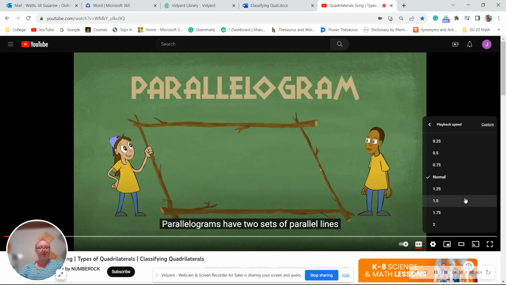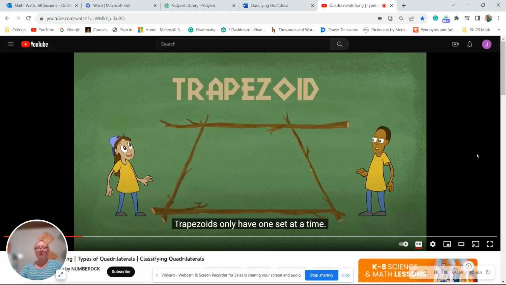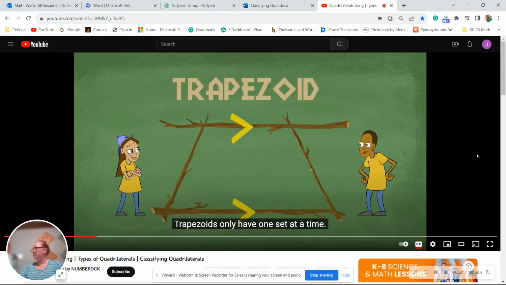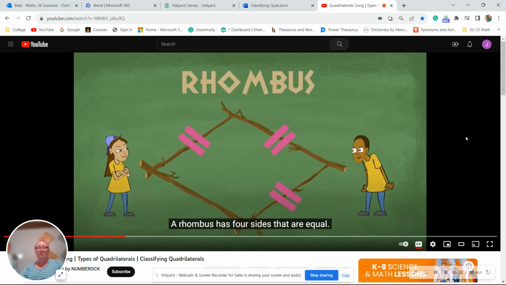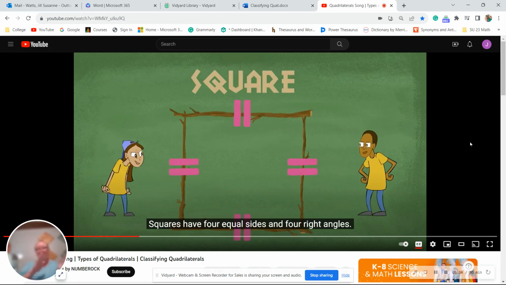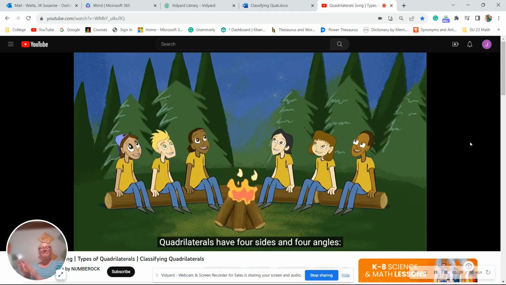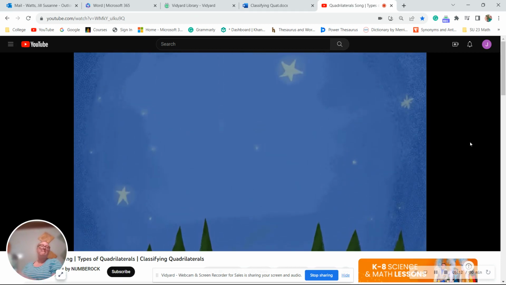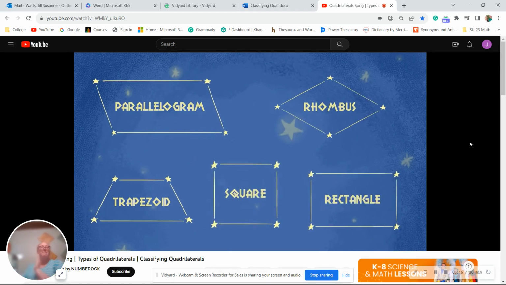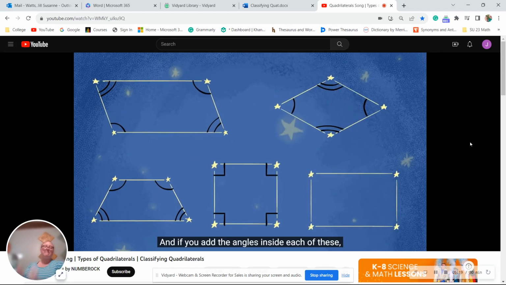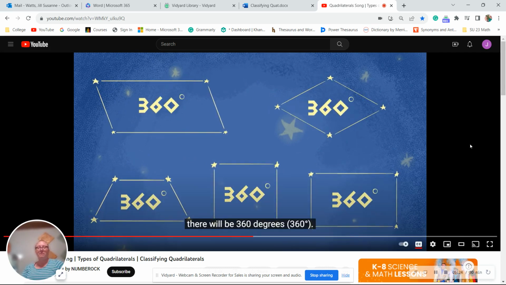I'm going to speed it up. Parallelograms have 2 sets of parallel lines. Trapezoids only have 1 set at a time. A rectangle has 4 right angles. A rhombus has 4 sides that are equal. Squares have 4 equal sides and 4 right angles. Quadrilaterals have 4 sides and 4 angles. Parallelograms, rhombuses, trapezoids, squares, and rectangles. And if you add the angles inside each of these, there will be 360 degrees.